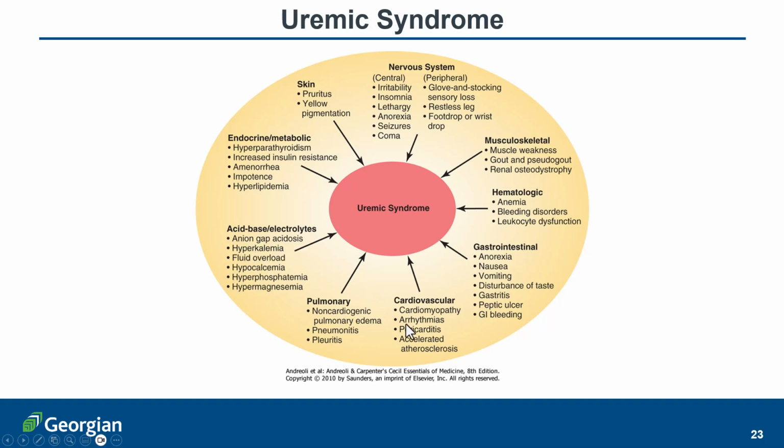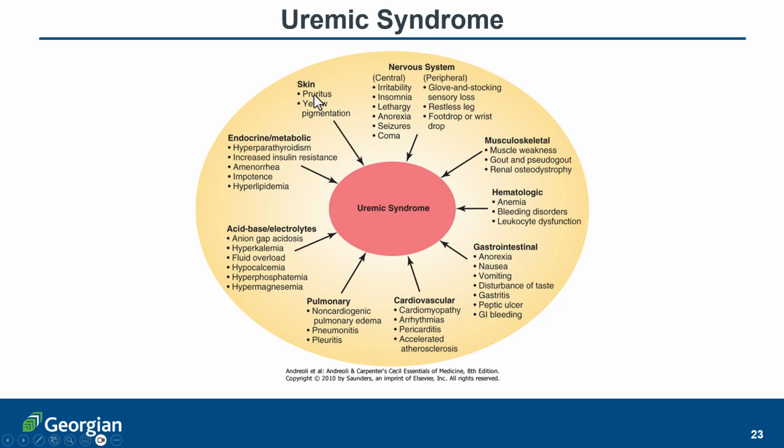Hyperkalemia in turn can lead to various lethal arrhythmias. Endocrine and other metabolic disturbances. These ones are a little bit harder to explain. Hyperlipidemia could be explained by the nephrotic syndrome. The buildup of urea and all these other nitrogenous waste byproducts typically causes pruritus. That's one of the very common features of the uremic syndrome.